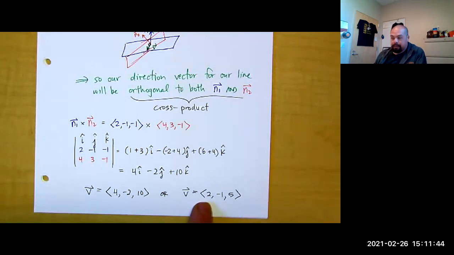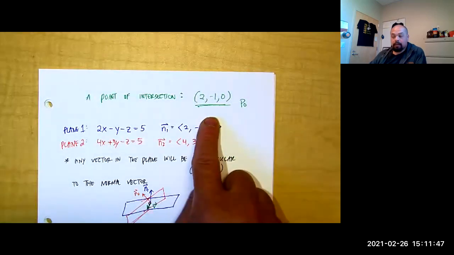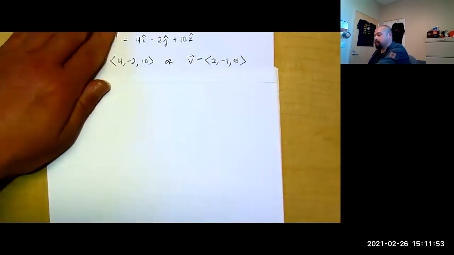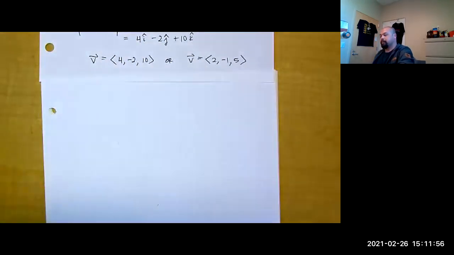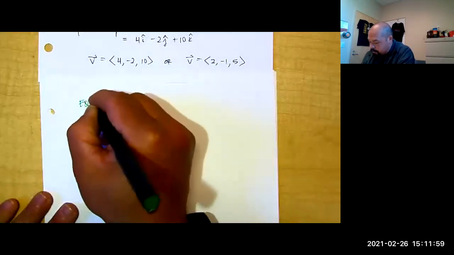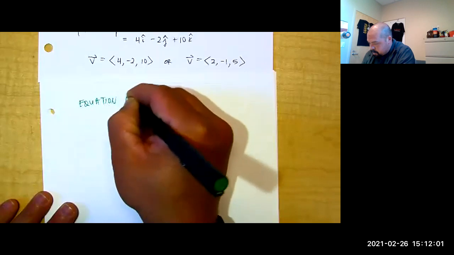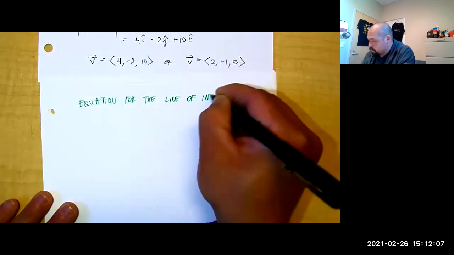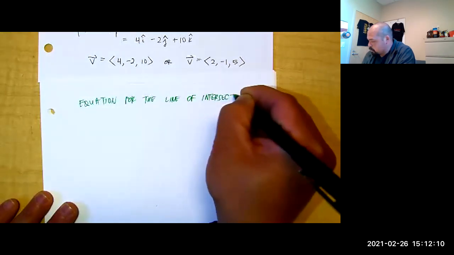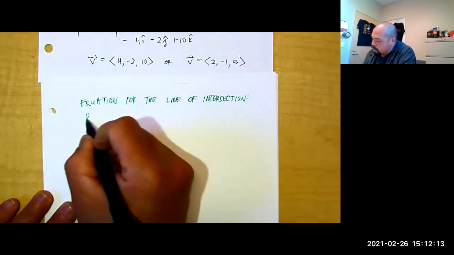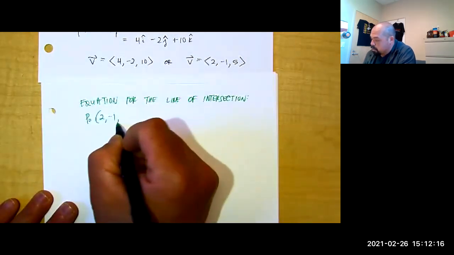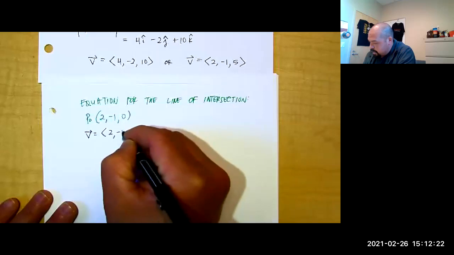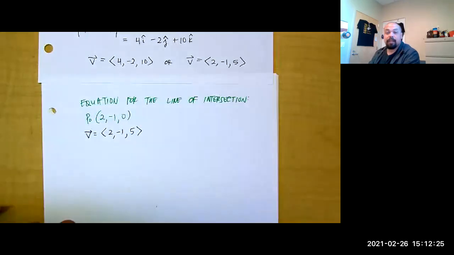But now we have our direction vector. We found our point. That's all we need. So now for our equation, whether we do the symmetric equations, parametric equations, we're on our way. All right, so our equation for the line of intersection then, right, our initial point, 2, -1, 0. Our direction vector, that a, b, c, 2, -1, 5, we obtained from that cross product.